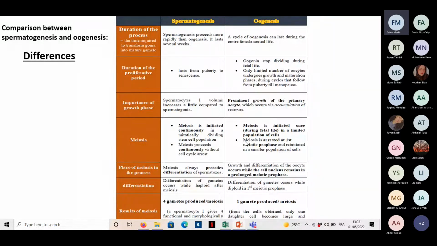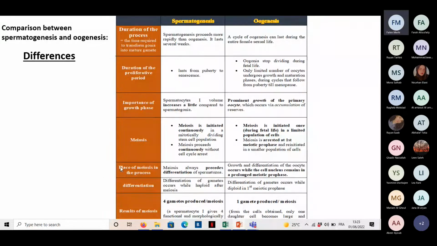As you know, the meiosis also is arrested. It is not continuous here like in the spermatocytes. It will be arrested at the prophase of diplotene 1 in the primary oocytes, and then it will be arrested again at metaphase 2 in the secondary oocytes. So we have arrests in the meiosis.